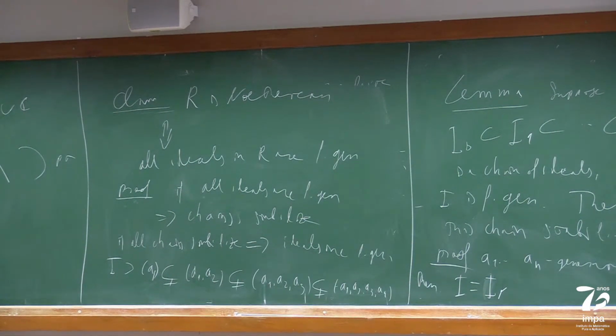Okay, so this was actually the original version of, well, this was what Hilbert proved. He was not that interested in chains of ideals, but in existence of a basis of generators. Hilbert basis theorem is precisely existence of generators of an ideal.